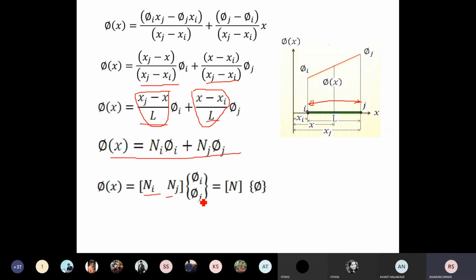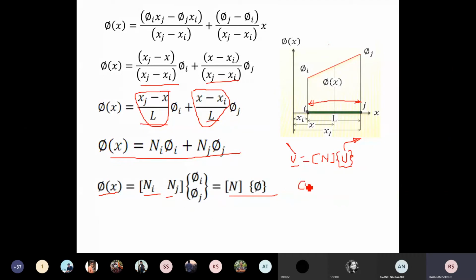Now you have to remember here, phi is equal to N into phi. If we write for displacement, u is equal to N into u. In the finite element method, and in all books, these notations are the same. The only difference is that this one is the variable field variable, and this one is the constant field variable, that is, the values of the field variable at the nodes.